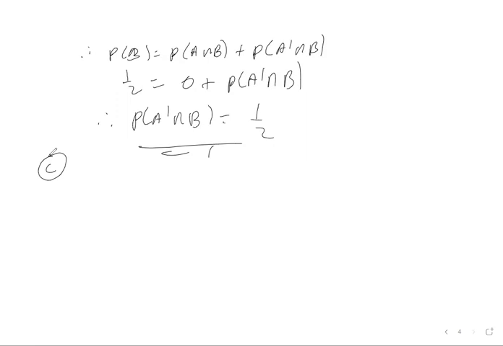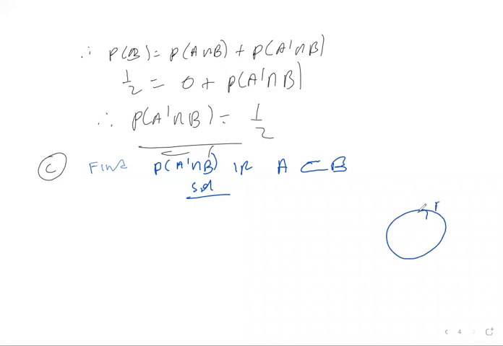How is C? If A is a subset of B, we find the probability of A complement intersection B. For this part, let us make a diagram. If this is the set B, it means A will be inside there. That's what subset means, where A is a subset of the set B. This is your universal set.